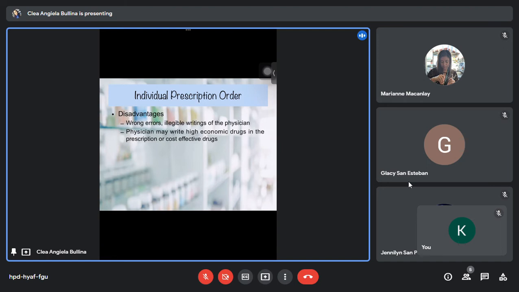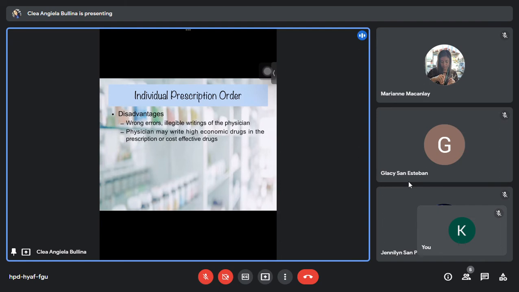Okay, so again, if you're knowledgeable enough, you have a vast knowledge for drugs, dali lang na ninyo basahon ang reseta. And experience is the key. Okay? Habang nagtatagal ka in decoding the prescription, mas nagiging mahusay ka sa pag-decode ng reseta. Okay, so that's one of the disadvantages. Wrong errors and illegible writing of the physician that will lead to wrong dispensing.